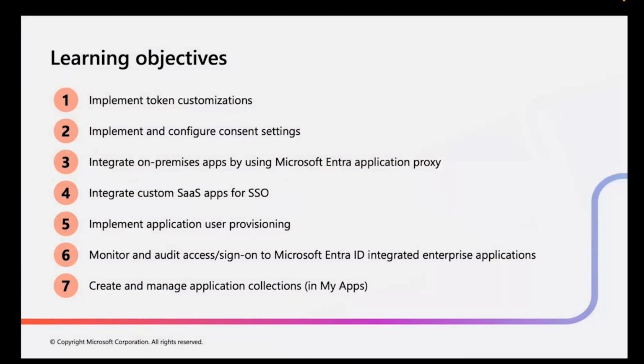Implement token customization, implement and configure consent settings, integrate on-prem applications by using Microsoft Entra application proxy, integrate custom SaaS applications for SSO, implement application user provisioning. 6.1 is monitoring and audit access and sign-on to Microsoft Entra ID integrated enterprise applications. And the last, create and manage application collections. These are different topics that we're going to cover here one by one. Let's see what we have in this.